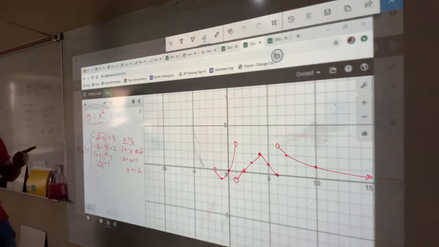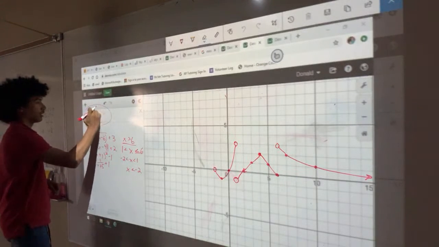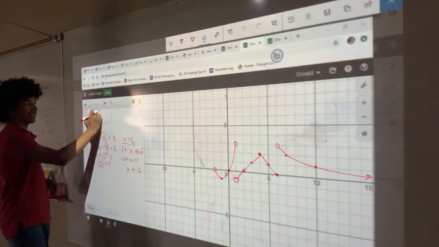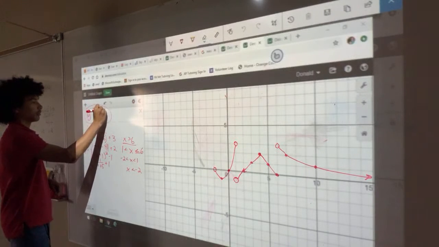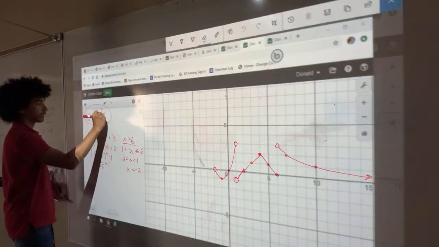So now let's move to the last one. So this one, I don't know if you remember, this is the one that we got the gang sign for. This is the one with the asymptotes, the 1 over x.